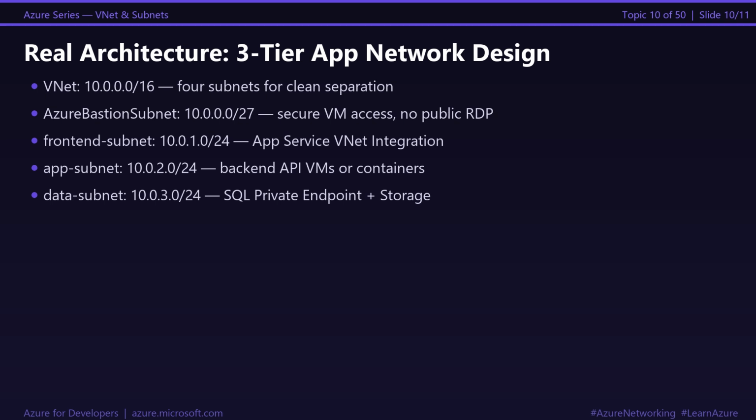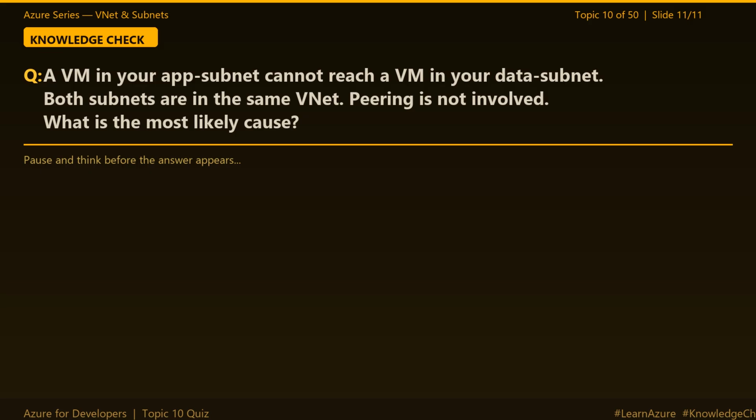Let me save you from the mistakes I see teams make repeatedly, because these mistakes are expensive to fix after the fact. Mistake 1: Too small an address space. Developers unfamiliar with networking pick a /24 or /23 and hit capacity 6 months later when AKS pods consume all available IPs. Always use a /16 or larger for your VNet. The address space is free. The migration is not.